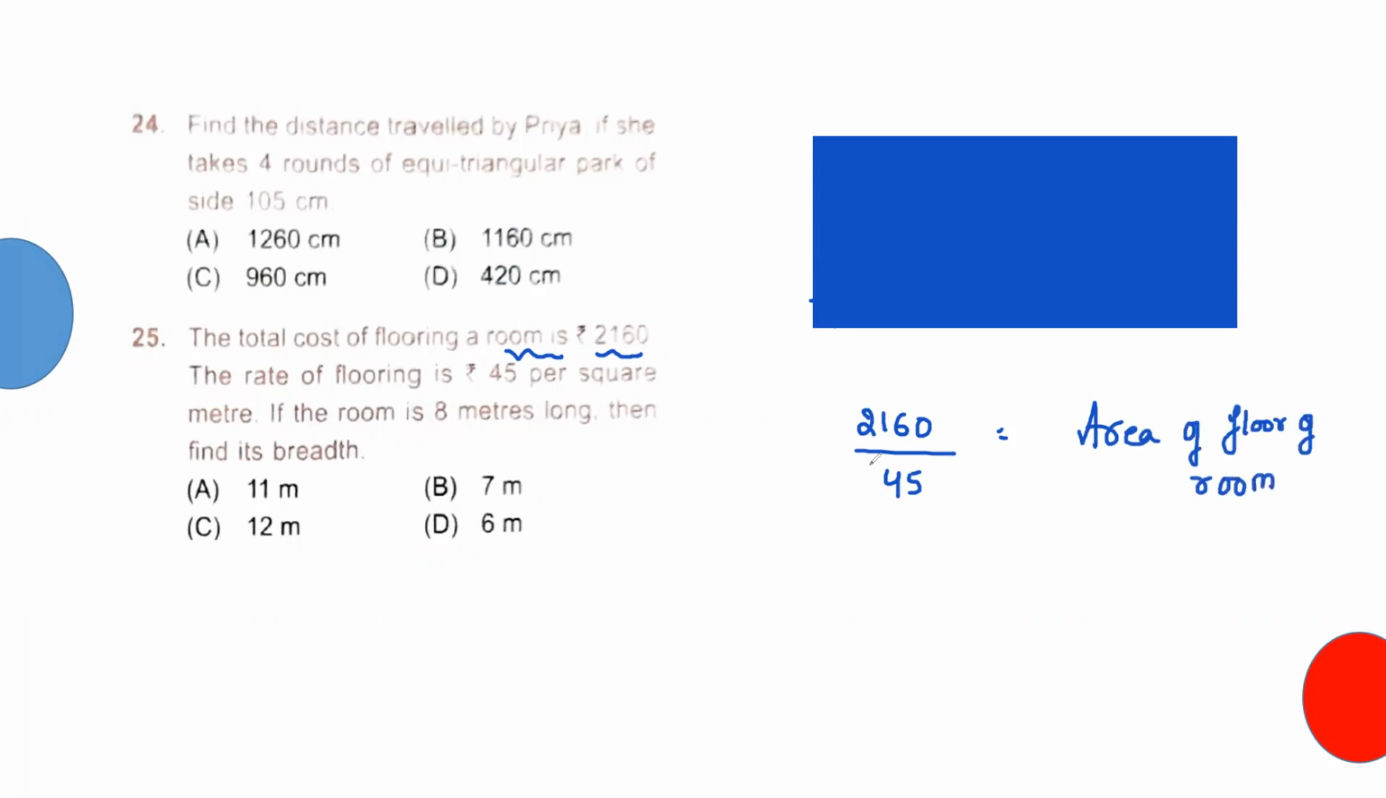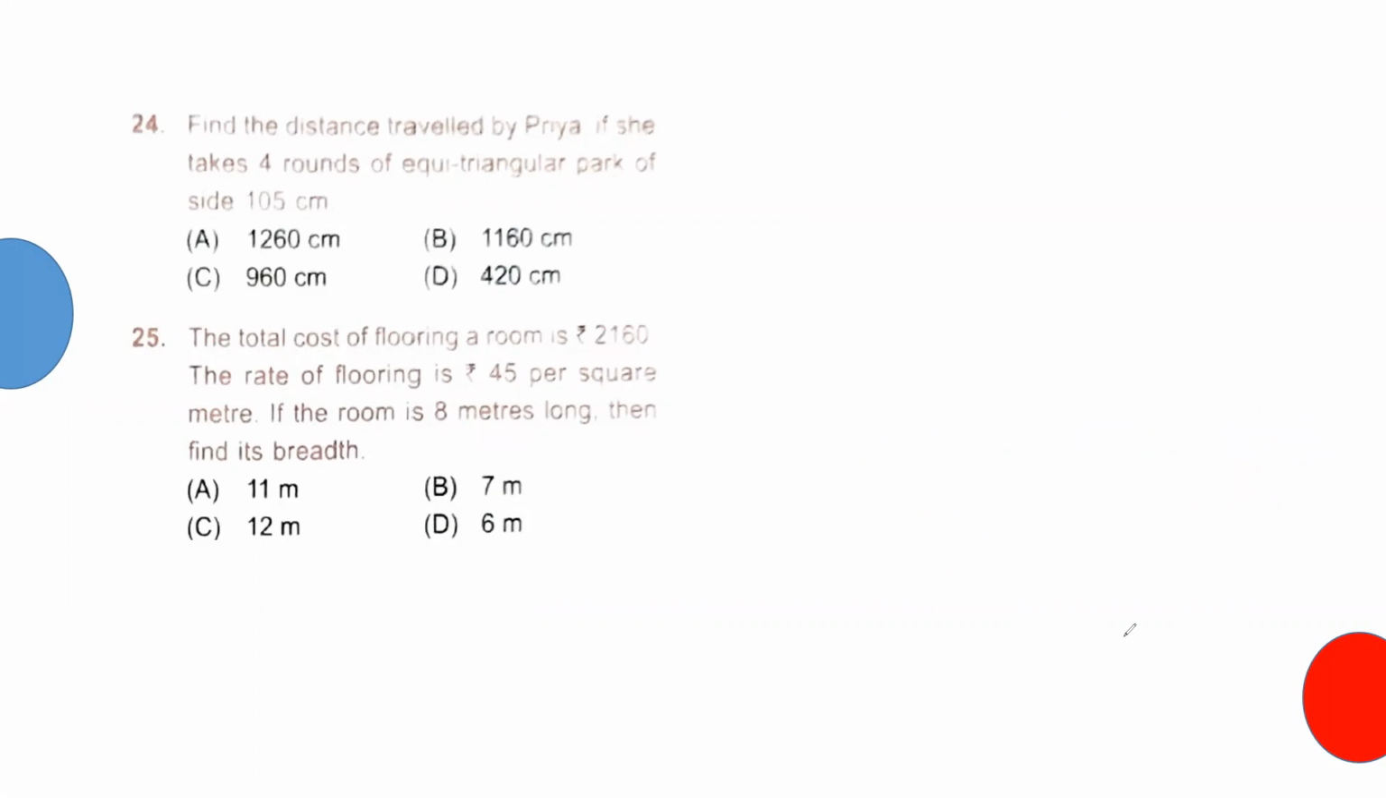So we divide 2160 by 45. That gives you how much? 48 meter square. Now, it's given the room is 8 meter long. So this is 8 meter long, and you can clearly see this is 6 meter. As easy as this, if you understand the concept, you can easily do it. So this was again very easy.